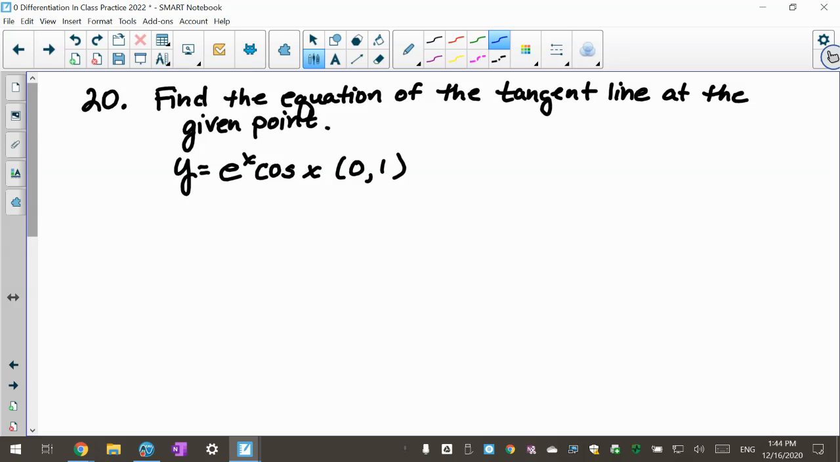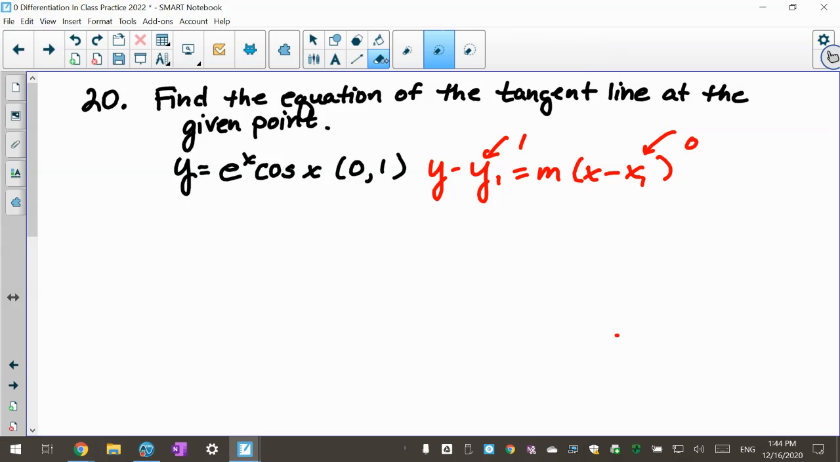It says find the equation of the tangent line at the given point. So here's my graph. I know I've got to use y minus y1 equals m times x minus x1. They already gave me the point, so I know I'm going to put a 1 in for y and a 0 in for x. Okay? So I have to do the derivative so that I can find the slope. Right? So let's do it.